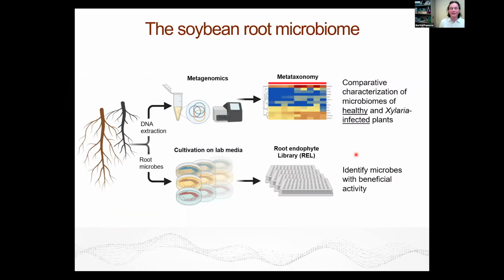So we got these plants back to the lab, and we started two sets of experiments, as shown on this slide. In one set of experiments, we extracted DNA from the healthy roots and infested roots, and then we sent them to a company for sequencing. So basically what we've done with that DNA was to sequence the genomes of all the microbes that are present on healthy and infested plants, with the idea of performing a meta-taxonomy and a very thorough comparative characterization of the microbiomes of healthy and Zalaria infected plants.